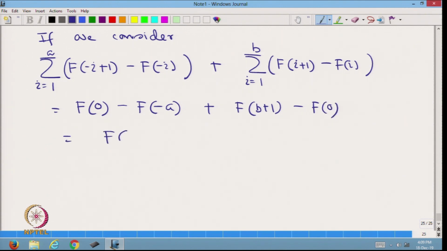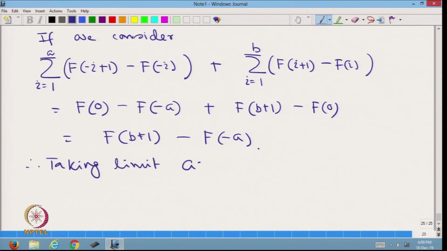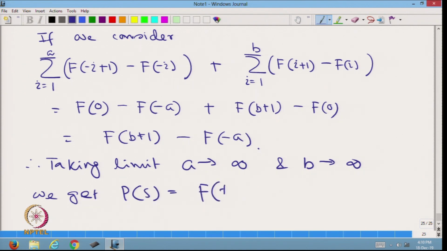is equal to f of b plus 1 minus f of minus a. Therefore, taking the limit as a goes to infinity and b goes to infinity, we get p of s is equal to f of plus infinity minus f of minus infinity.